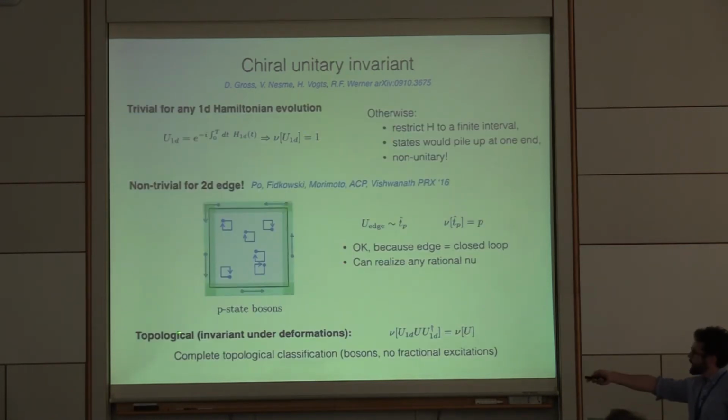And what's more is that no matter what I do to the edge, so if I apply any perturbation to the edge, it turns out that I can't change the value of this index nu. So this is really a topological invariant of this edge motion. And finally, you can show, as we did in this paper, that this is actually a complete classification of 2-dimensional systems with bosonic excitations and no fractional things like anyons coming out.